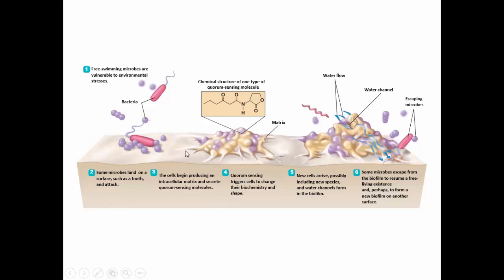Now here you see a few organisms free in the environment that settle on a surface. The cells then begin producing the matrix, and quorum sensing molecules begin to be released. This changes the biochemistry and the shape of many of the cells in the biofilm. New cells begin to arrive. New species arrive. We have water channels forming. From time to time, some molecules escape as streamers. They may go and form a new biofilm, or because they're now expressing different genes, if they get into a human being, they may cause a disease.